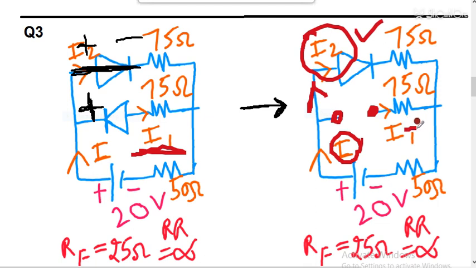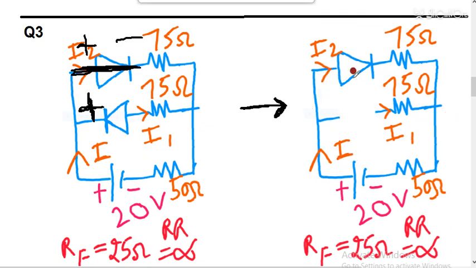So what will be the value of I1, students? I1 is equal to 0 ampere. So the value of I1 will be 0 ampere. After that you have to see how the resistance is considered. So here this resistance is 25, and after that 75, this will be in series.